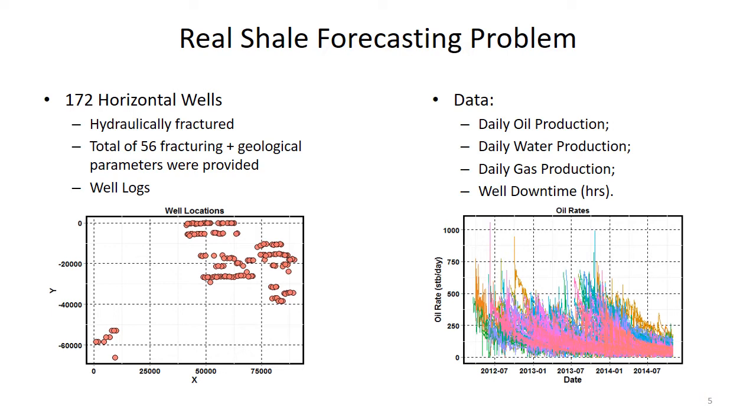Let me turn on my pointer. At the bottom here, we see the various production curves at the various well locations in this particular field. You notice a couple of things. First of all, the data is very noisy. A lot of that has to do with well downtime and other manual operations that are happening. Also, production starts for these wells in different time periods, so not all the wells are produced at the same time.